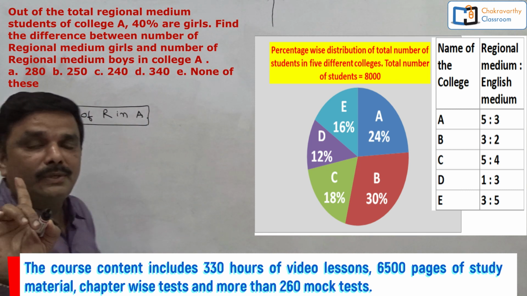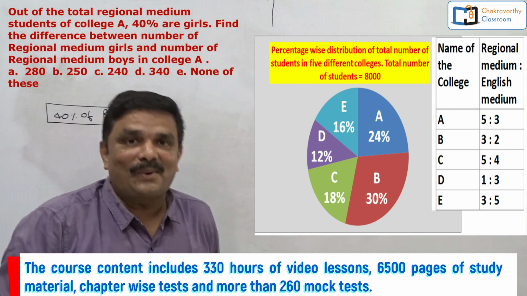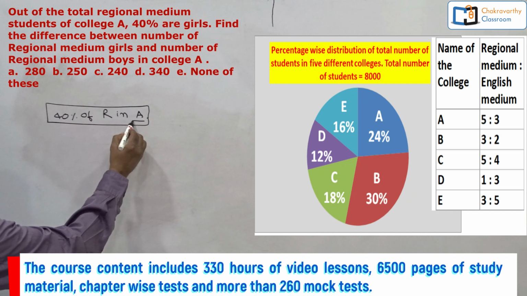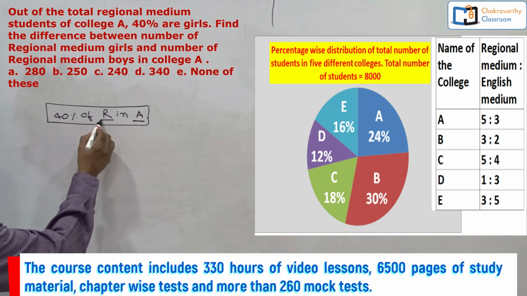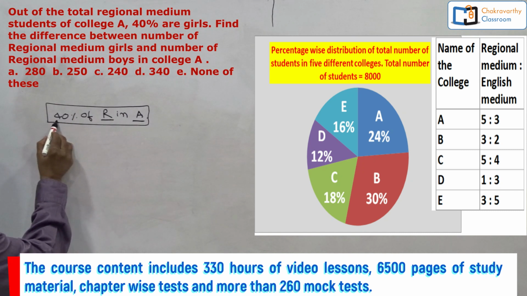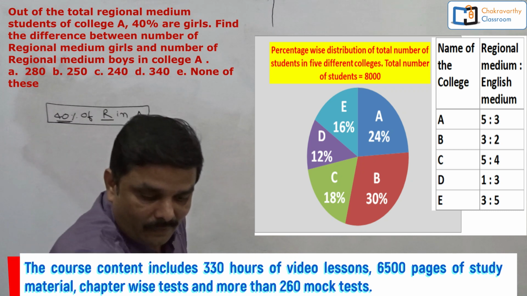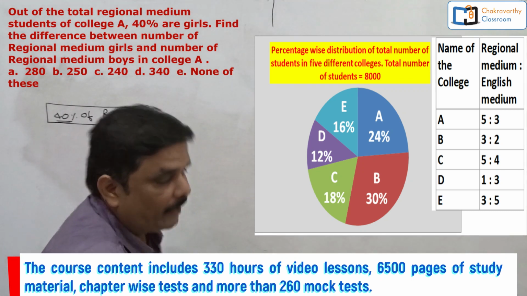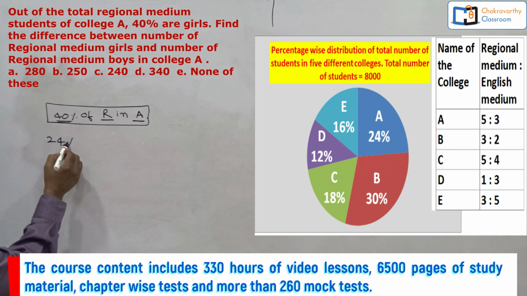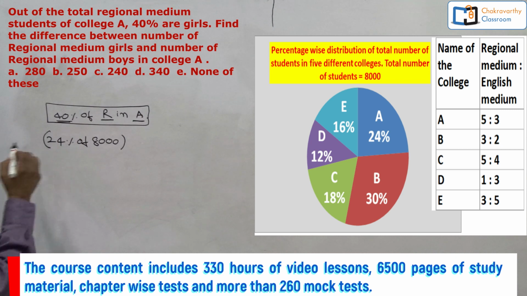We are going by the conventional method. After that, in one step, how to do this, I'll tell you. Now try to find out this one. So first, total number of students in college A, then regional medium students according to the given ratio, then followed by 40% of that one. So what's total students in college A? They have given 24%, right? So see that one there: 24% of 8,000, total students.